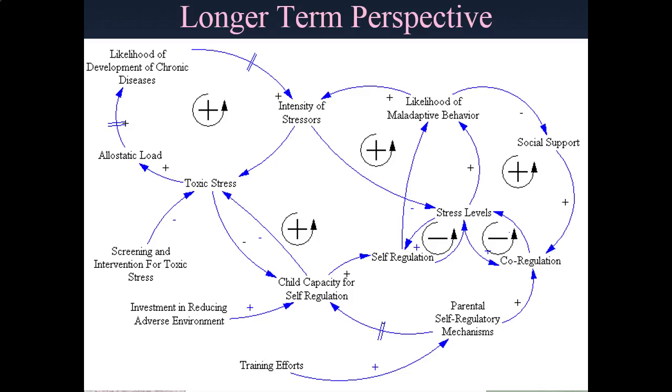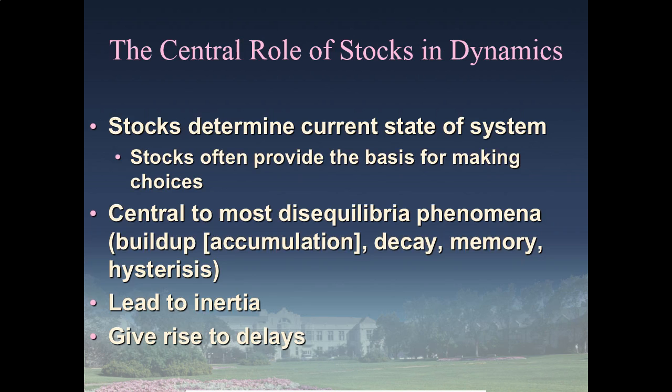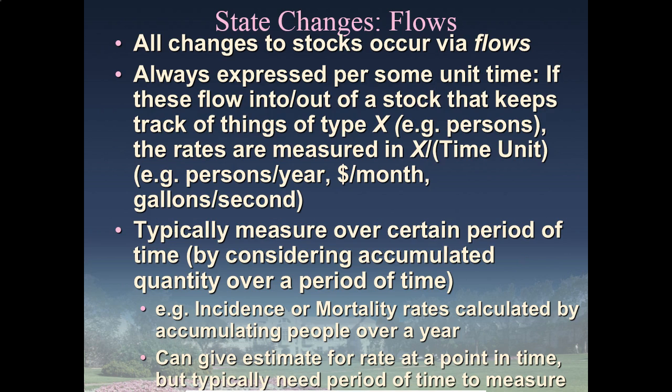And they can be used for more qualitative features, such as the link between toxic stress and allostatic load, or allostatic load and the development of chronic diseases, or between factors which are quite quantifiable. So models often start with some discussion with stakeholders that use diagrams like this to get discussion going, and then they proceed to more quantitative levels of modeling, okay?